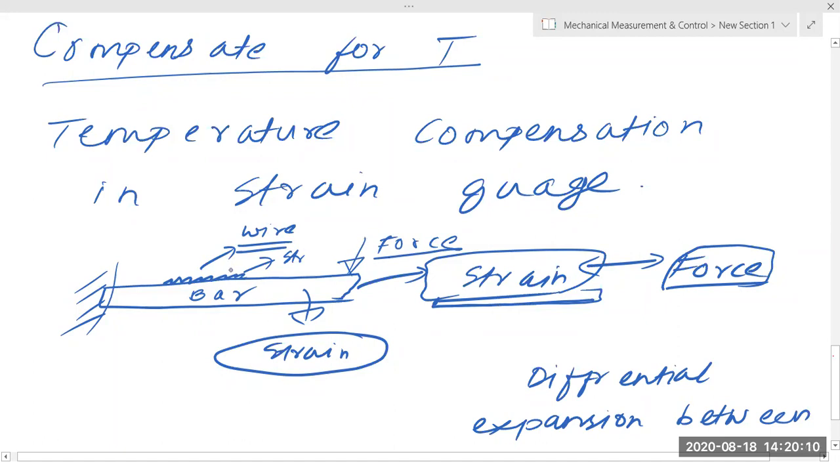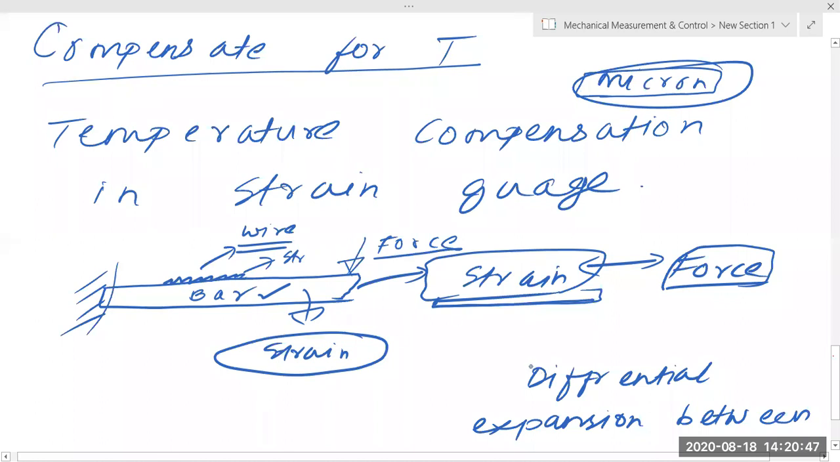We don't apply force on this wire, we actually apply force on this bar, and due to the change in strain of this bar, automatically this wire will also experience some kind of strain. This strain is not very high in magnitude, it will be in microns. But we want to measure the strain on this bar, so whatever the strain on this bar, that will also be proportional to the strain on this wire. It might be less proportional, but it will be proportional.